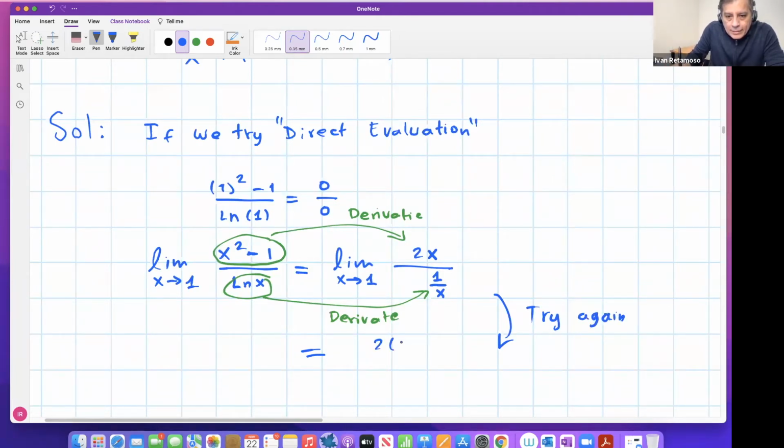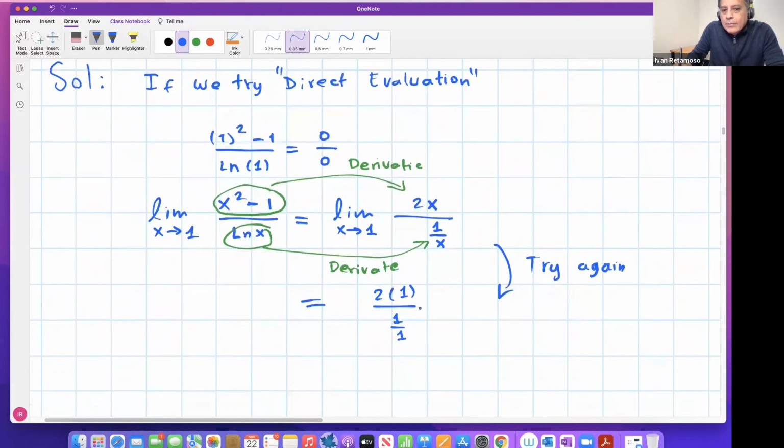2 times 1, if I try the direct substitution again, over 1 over 1. 2 times 1 is 2, and 1 over 1 is 1. So this is finally equal to 2. You follow, guys? This is the final answer. We were able to overcome that undefined situation, that indeterminate form, using L'Hopital's rule.